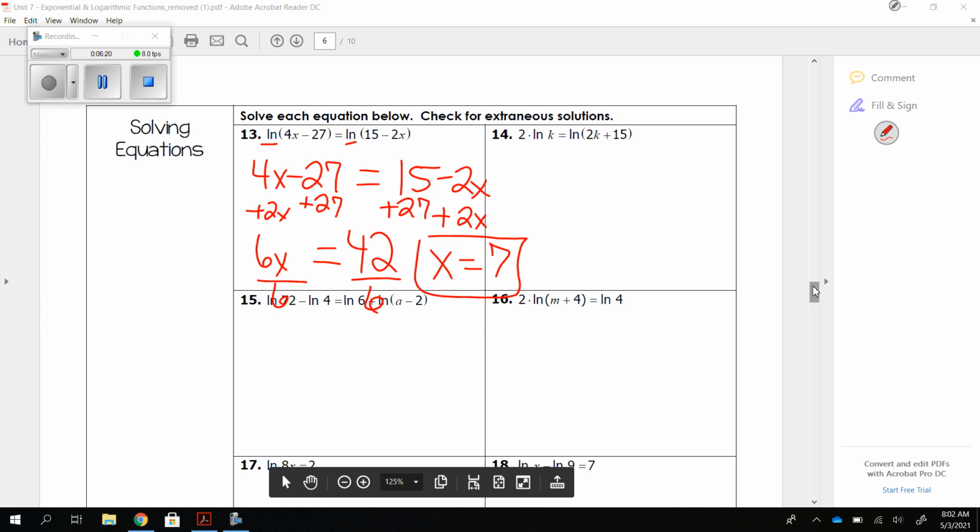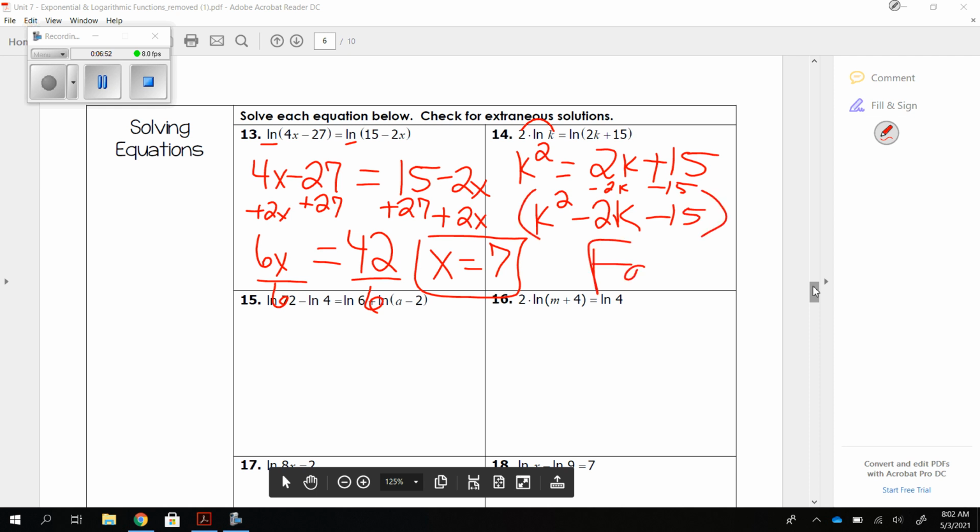Remember, you might have to condense. Like here on number 14, we send this 2, remember, that's the power property. So we send this 2 to the k. So it's really k squared equals 2k plus 15. From there, don't say, oh, I'm going to combine the k squared and the 2k. No, you can't do that. You have to move everything to one side. So we have k squared minus 2k minus 15.